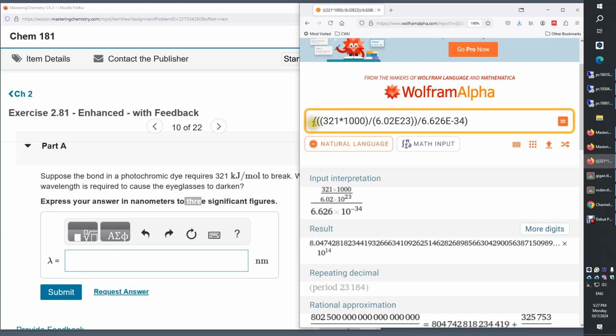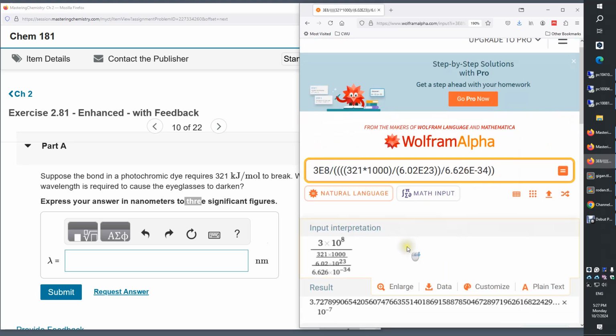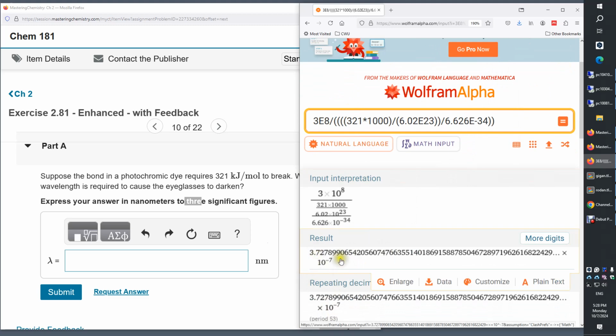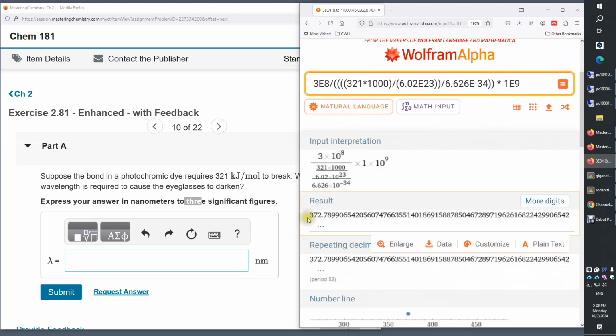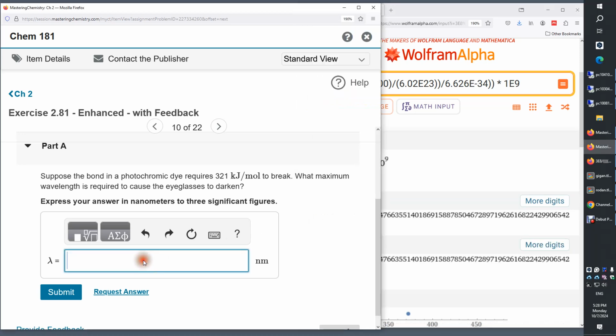Now, speed of light divided by the frequency, we'll get a very small number in meters. Alright, so this is 3.7 times 10 to the power of negative 7 meters. Finally, we convert it to nanometers. 1 meter is a billion nanometers. Let's see, 373.